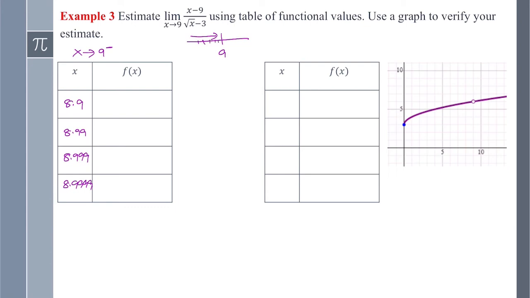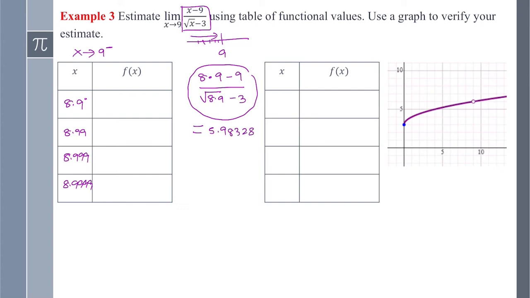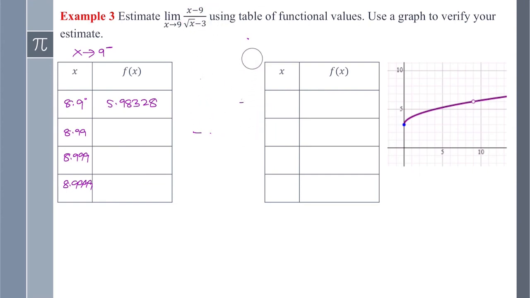Okay. Now if I take this value and plug it into the function, it is x minus 9, so 8.9 minus 9, divided by the square root of 8.9 minus 3. So I took the first value and put it into the function. So this is the function here, okay? And then if you put that into the calculator, we'll get 5.98328.